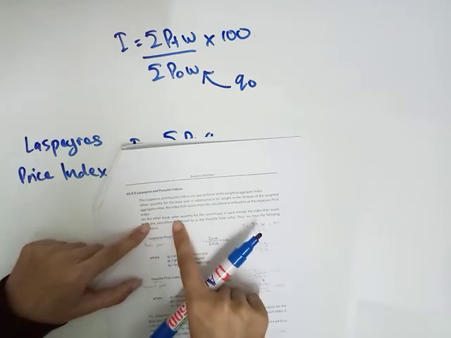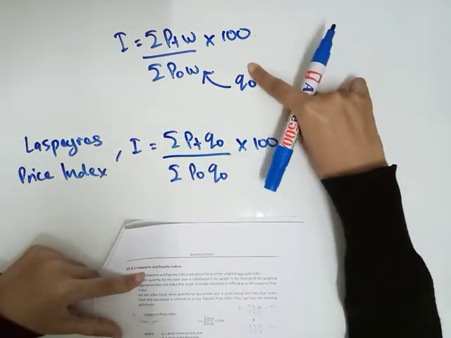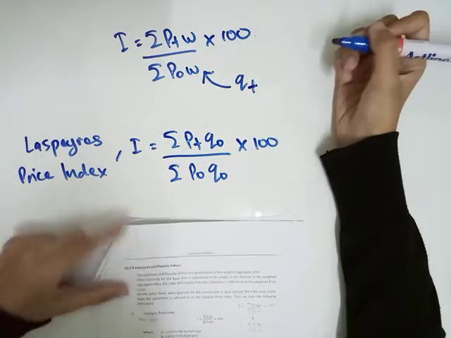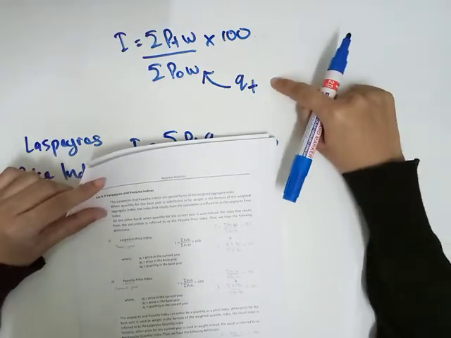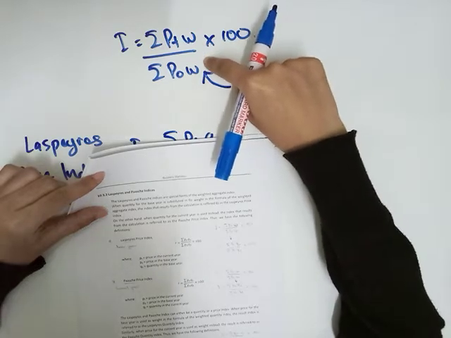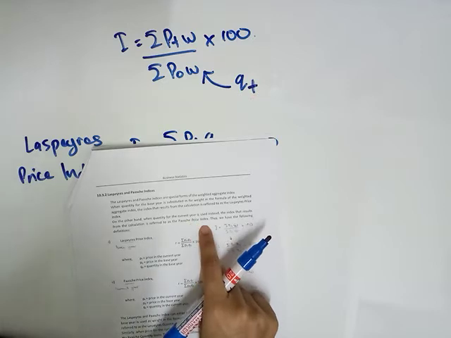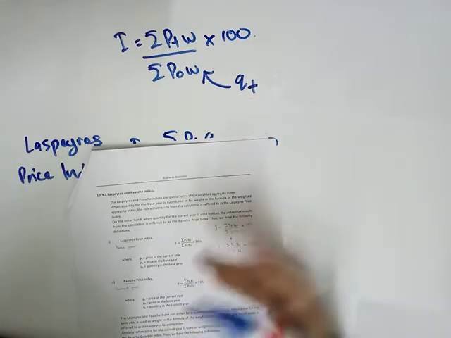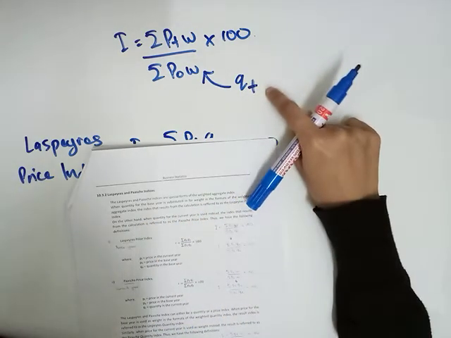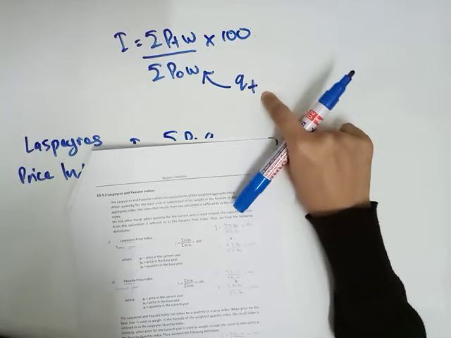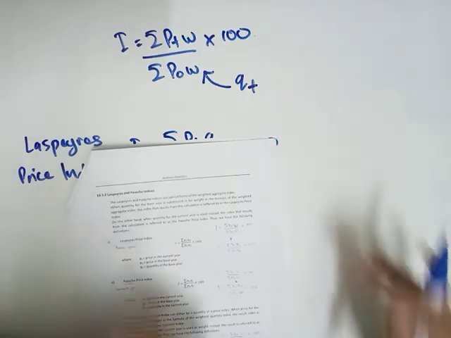On the other hand, when quantity for the current year, that means QT, is used instead, that means QT ni masuk, substitute into weight, then the results from the calculation is referred to as Paasche price index. Saya repeat, I repeat. On the other hand, when quantity for the current year, which is QT, is used instead, that means QT ni substitute into weight, then the results from the calculation is referred to as Paasche price index.